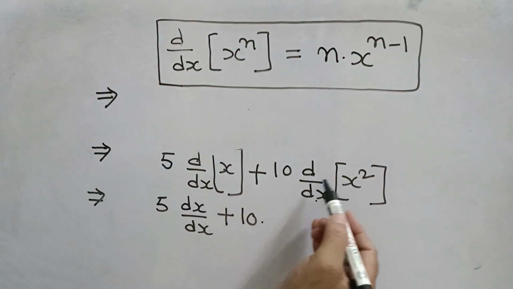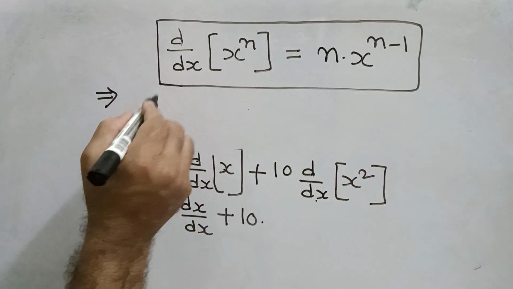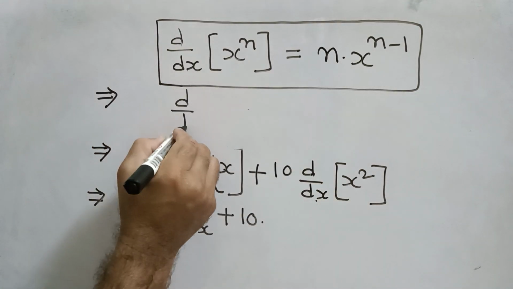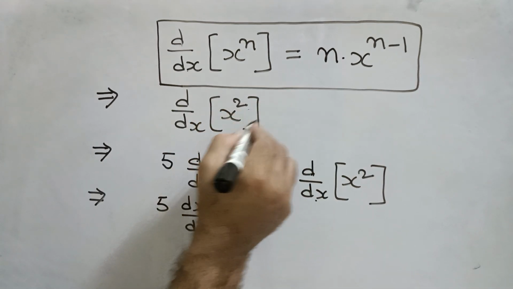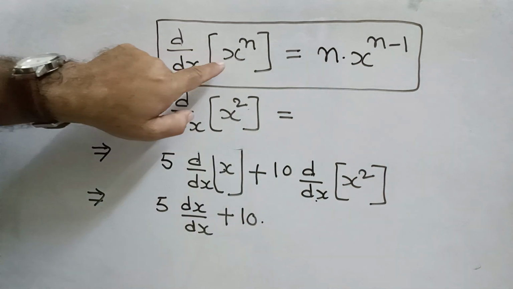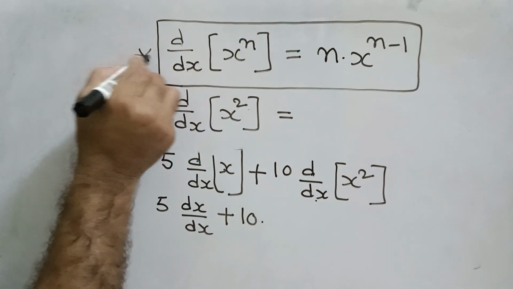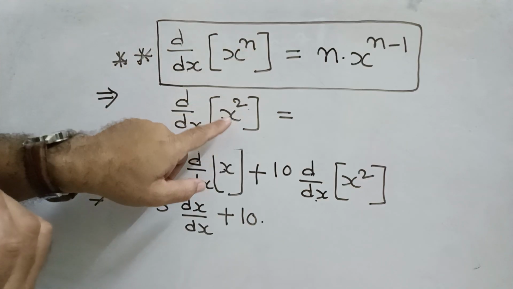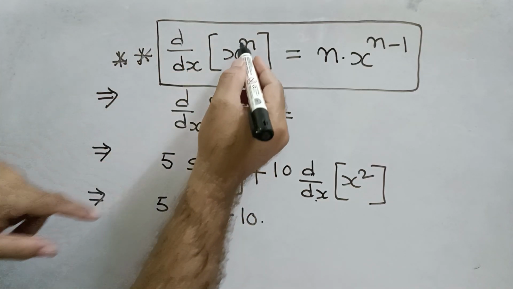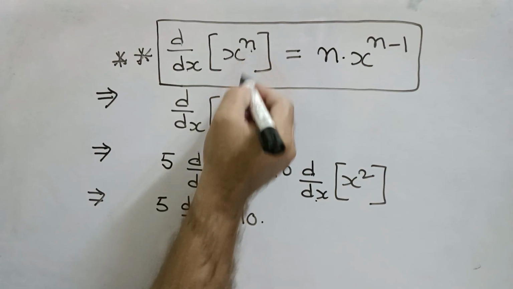So here my value is x square. Therefore, if you apply the same here, d by dx of x square is equal to, what is n here? This is the general formula we should remember. So what is n here? If you compare this x square with x power n, n is equal to 2. Am I correct? n is equal to 2.